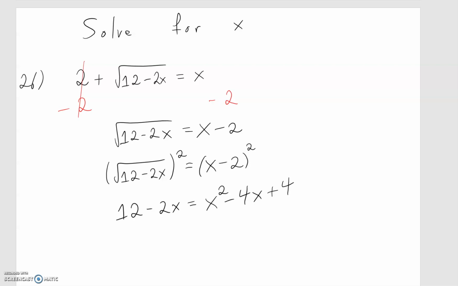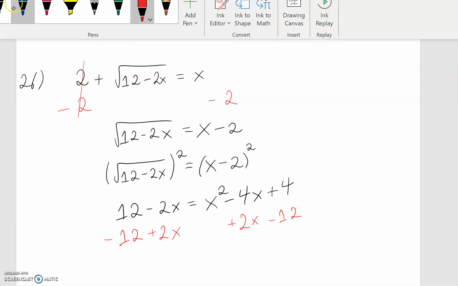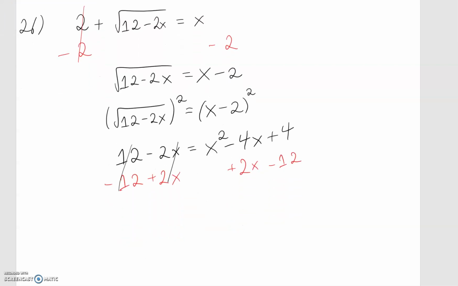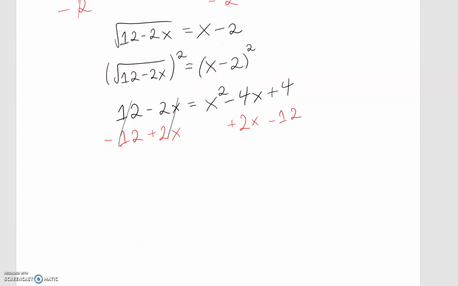Now what? So I followed steps 1 and 2. I need to go through with step 3. I'm going to move everything over to one side. So I'm going to subtract 12 on both sides and add 2x to both sides. I'm going to scroll down here. Once I do that, I have 0 equals x squared minus 2x minus 8.